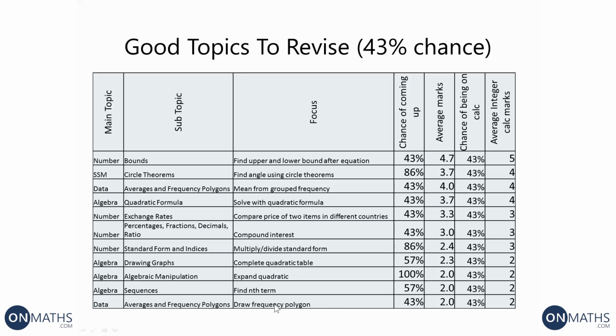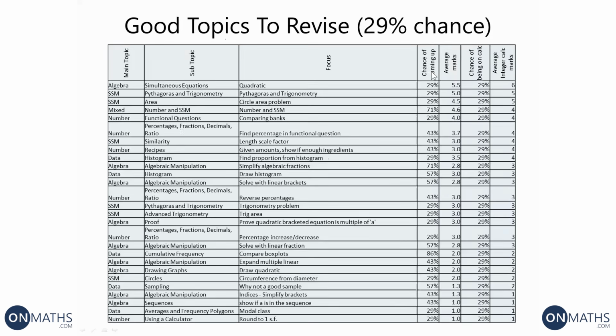And drawing frequency polygons, the most important thing for frequency polygons is you plot things at the midpoints. So a frequency polygon is just plotting little crosses at the midpoints and then joining them up with straight lines. You do not join them up to make a polygon. So you don't join the first and last up together to make a complete shape. You just leave them as they are, and sometimes you do lose marks if you do that.